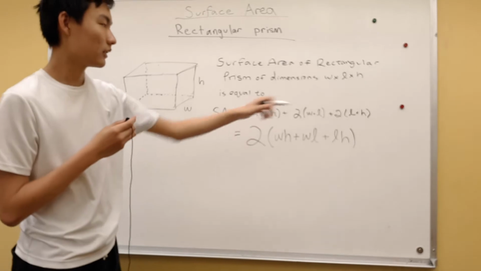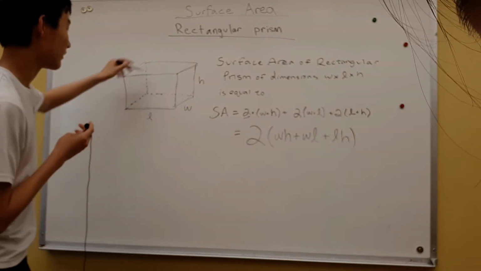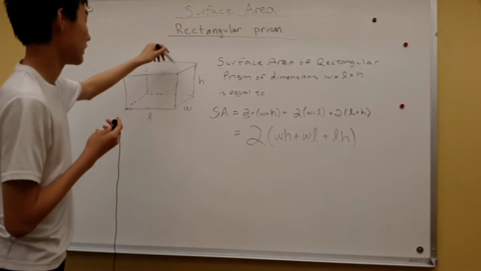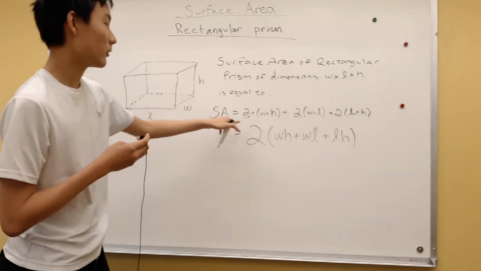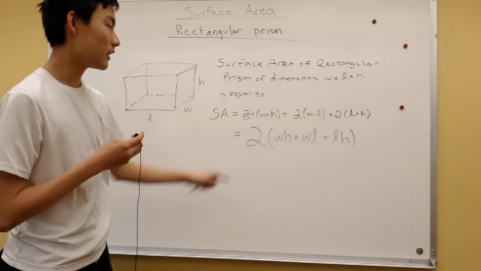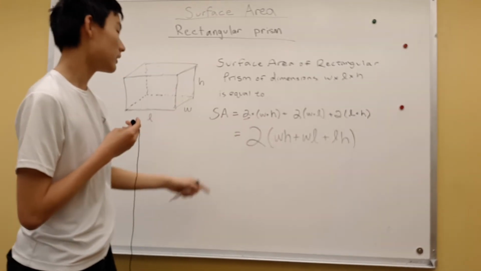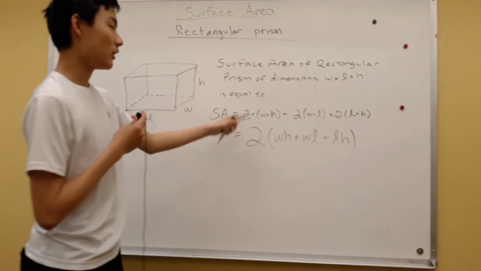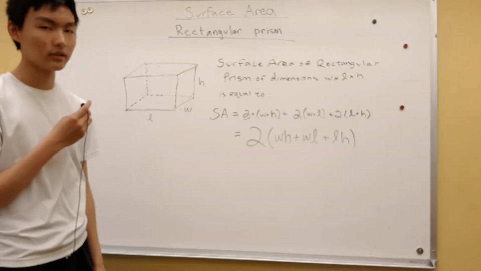And then length times height would basically be this front facing face, and we also have one in the back, so that's why it's 2. So then, since all 3 of these have 2, we can take it out and then combine all of these right here, which is width times height plus width times length plus length times height. Add it all together times 2, which gets you the surface area of a rectangular prism.